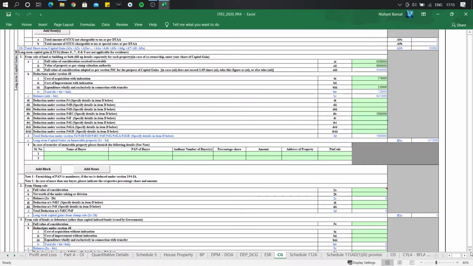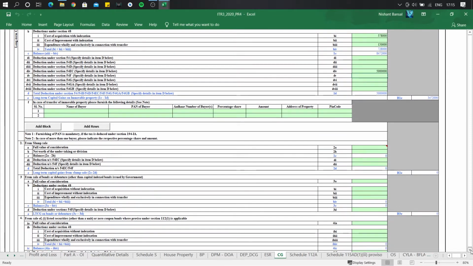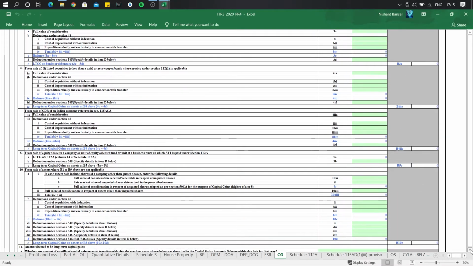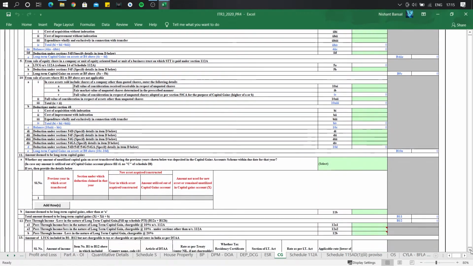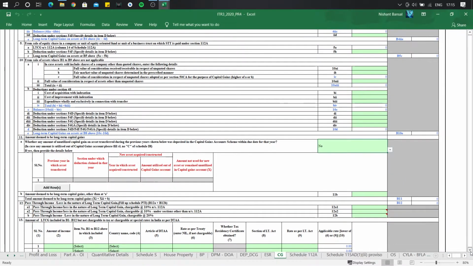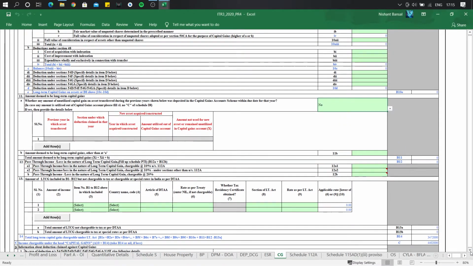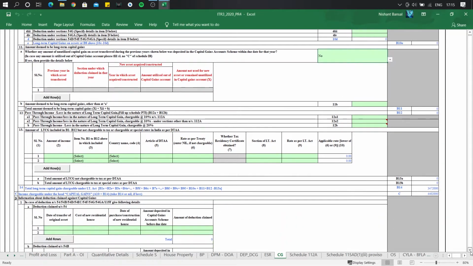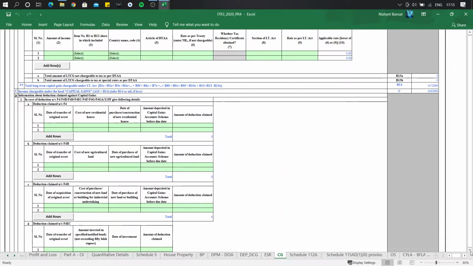Okay, so the details of deduction need to be given below in the sheet as well. See what it is. Okay, so here since we haven't transferred any amount to the capital gain account scheme, we'll select no here, or not applicable as the case may be. Okay, so we have to give the details of the deduction claimed against capital gains here also. So we have claimed the deduction under section 54EC.